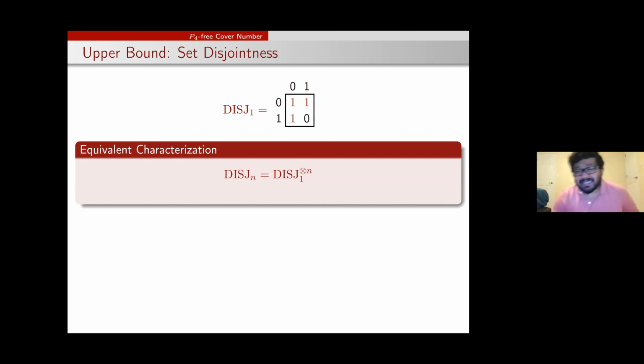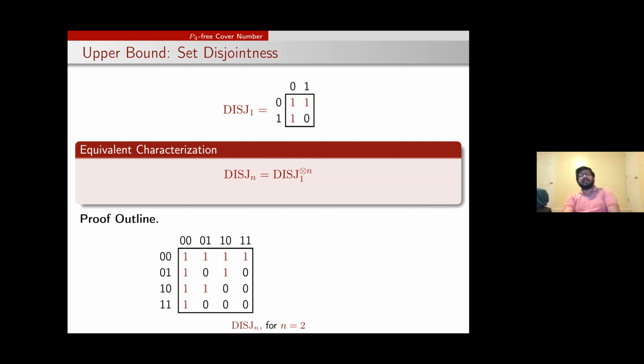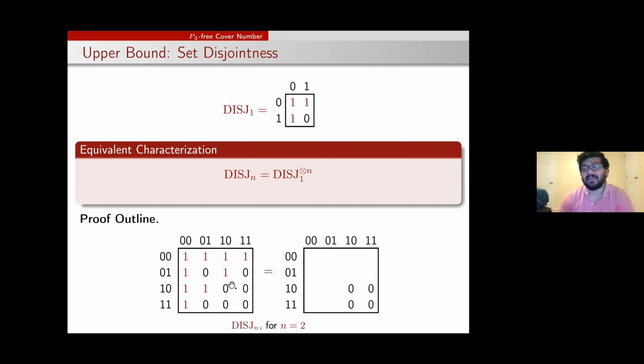We can prove, and it's a well-known characterization, that disjoint n is a tensor product of disjoint 1 n times with itself. So I will give a quick proof of this fact as well. So let's take disjoint n when n is 2. So first of all, look at the bottom 2 rows and bottom rightmost 2 columns. All these subsets include the first entry. So they are not disjoint. Therefore, definitely this part, lowermost, rightmost part, or let's say quadrant, has to be all zeros.